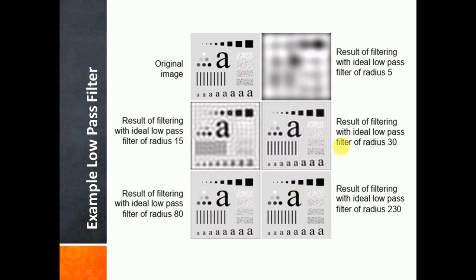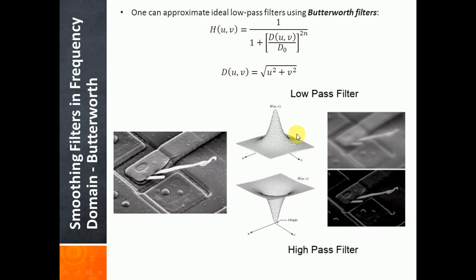Now an ideal low pass filter is difficult to obtain, so you use a Butterworth low pass filter. This is how a Butterworth low pass filter looks like. It is allowing low frequency components. You can see it doesn't have a very sharp transition. It has a transition which is smoother from what is allowed to what isn't. And this is how it looks like. And here is an electron microscope image of an integrated circuit.